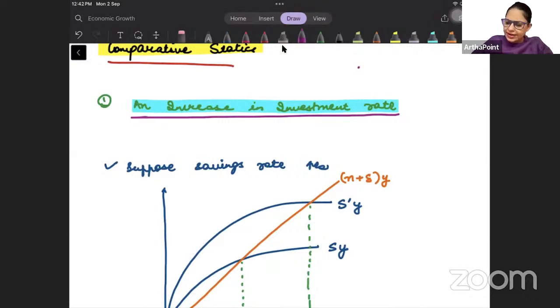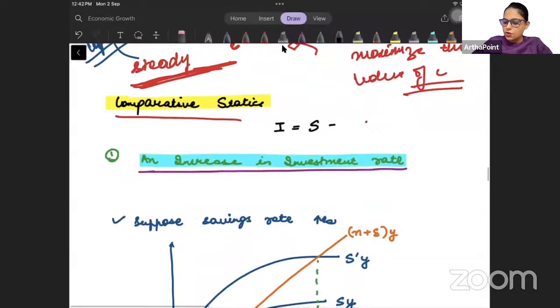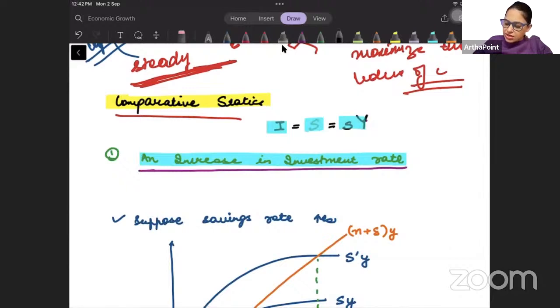So we know that investment was equal to savings, and savings was some proportion of income, right? Now let us assume that there is an increase in this savings rate, that the amount of savings done by the households has increased. So what will happen?